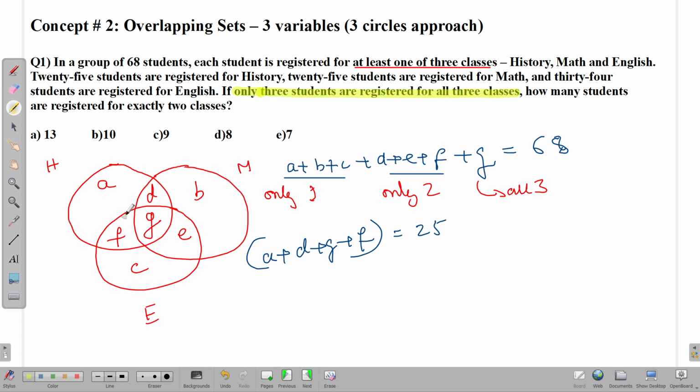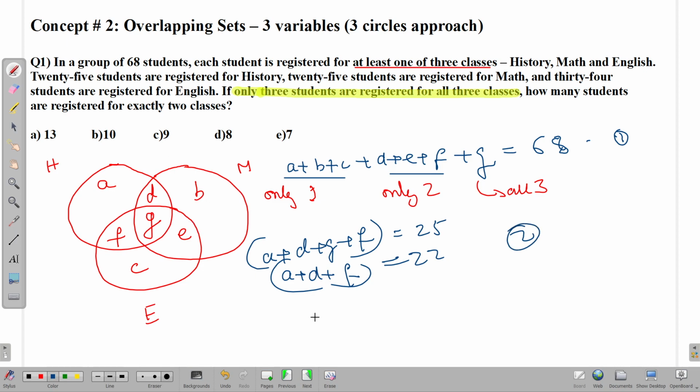You can straight away replace G by 3 as well. Okay, you don't have to right now, but you can do it. We can simplify this equation as A plus D plus F is equal to 22, substituting G as 3. Let me call this equation 1. This is my equation 2.